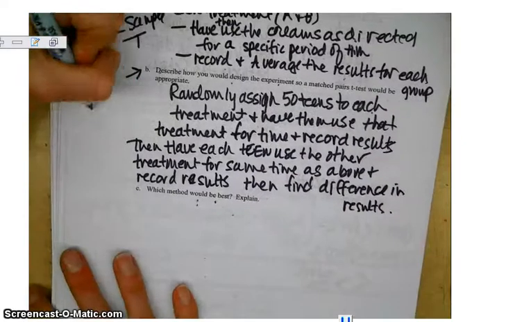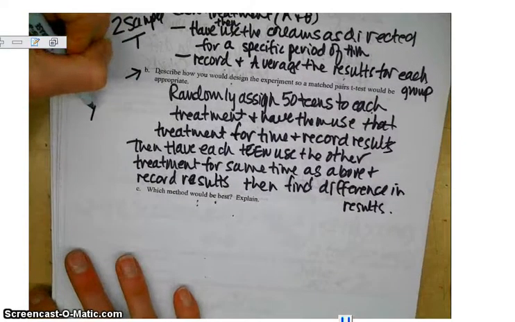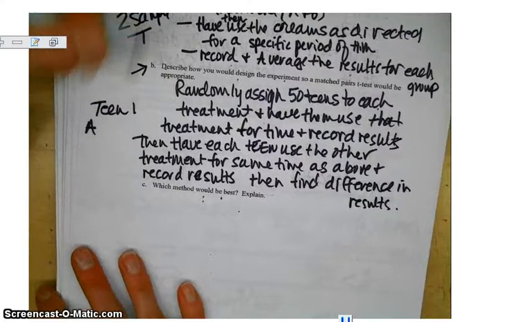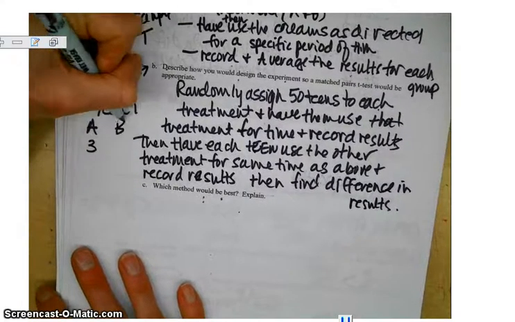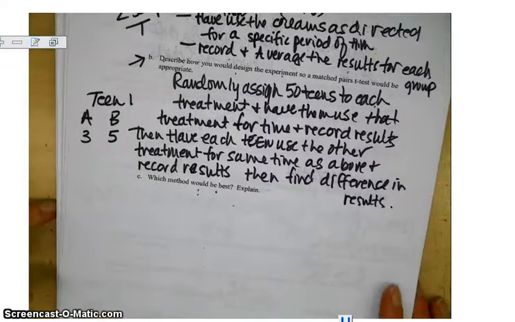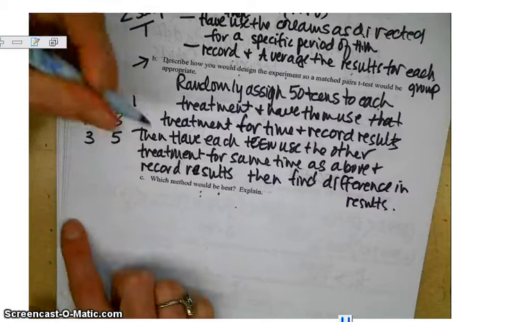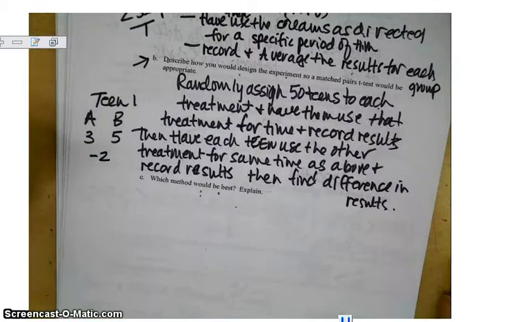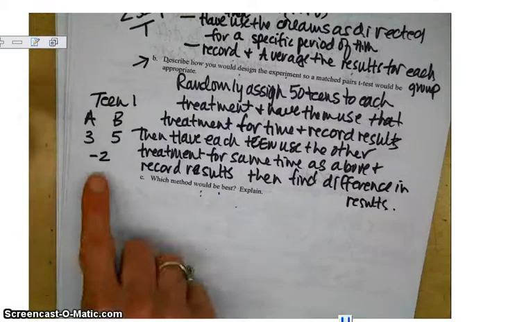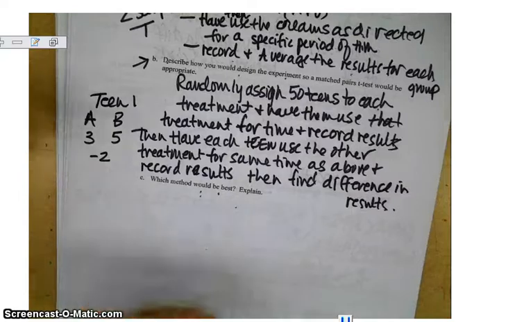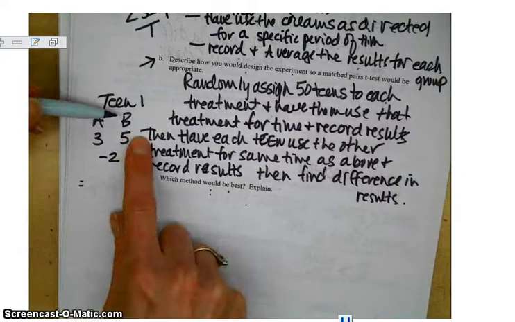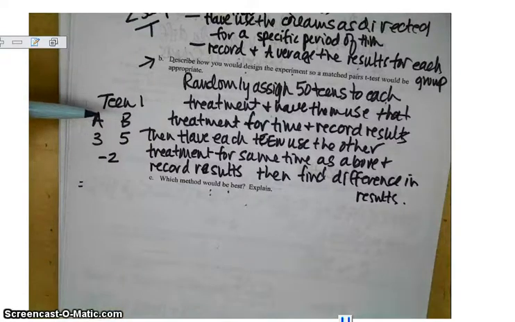So then you'd have teen 1. Let's say they use A first and the number of new pimples is 3, and then they use B and the number of new pimples is 5. And so then we find that difference, so the difference would be -2. And then we average all those differences. So a negative difference in this case means that B is worse, right? Because the higher your number of new pimples is, the worse the acne cream was, right?